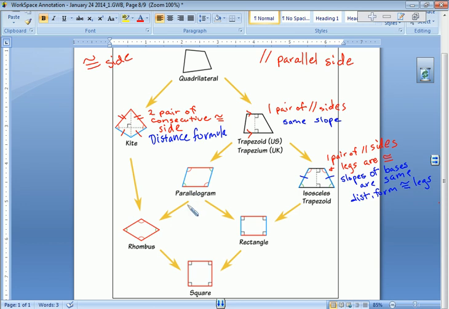All right. Parallelogram. The name says it all. Everything's parallel. Okay? So we have two pair of parallel sides. So opposite sides are parallel. And how would we show that? The same slope. Yep. Boom.